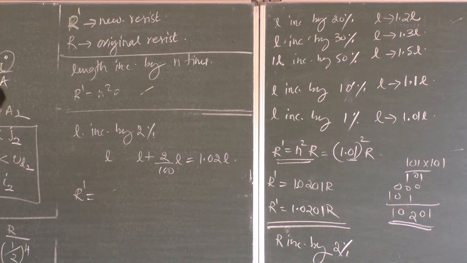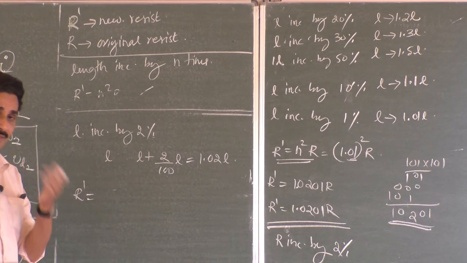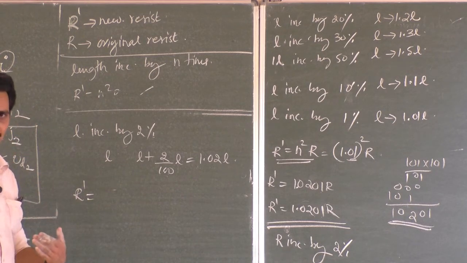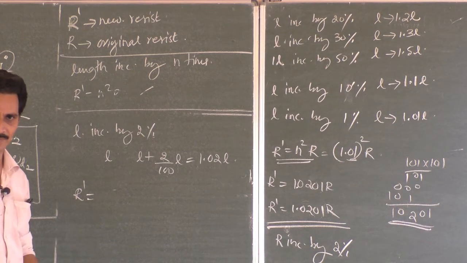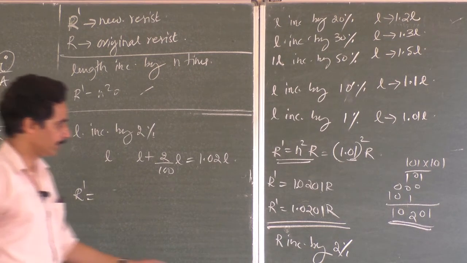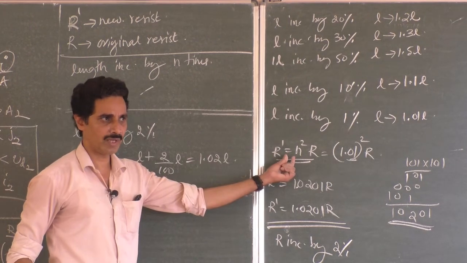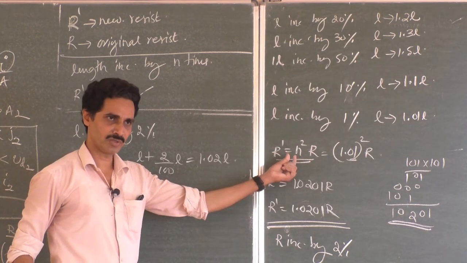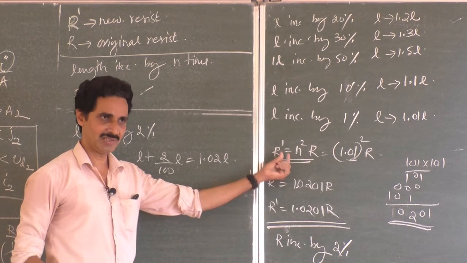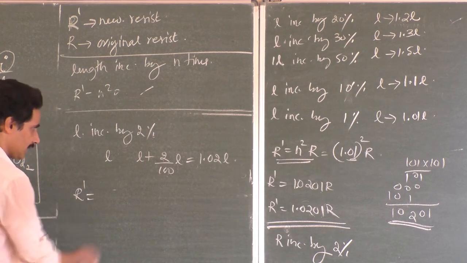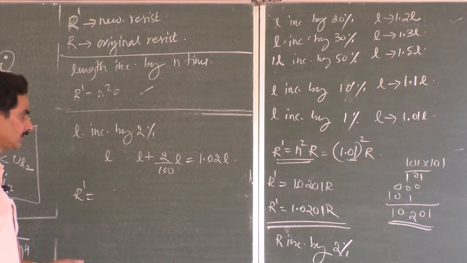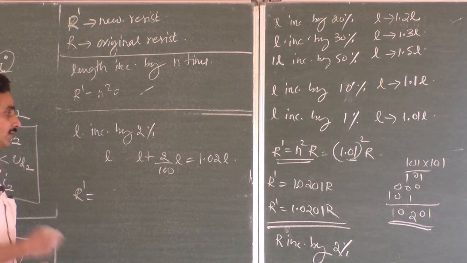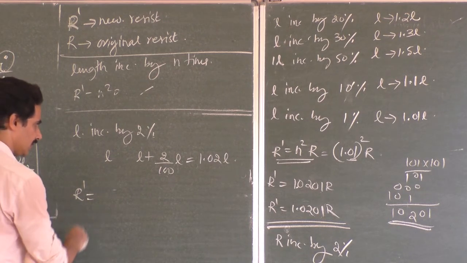You must be able to do this mentally. I am writing it now, but without writing you can do this when you solve many problems. For example, if I ask you, length increases by 30%, what is the percentage increase in the resistance? You know that it is 69%, because 30% leads to 1.3 whole square. 1.3 whole square becomes 1.69, so you have 0.69 extra. Similarly this one also. Next time you should already know it.